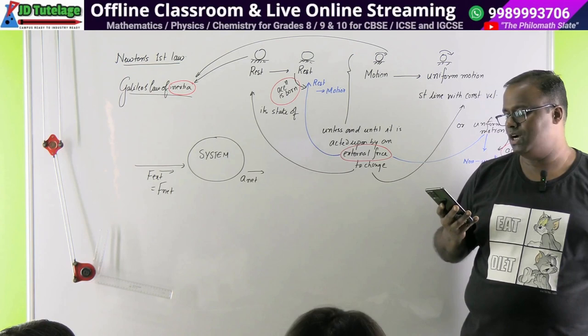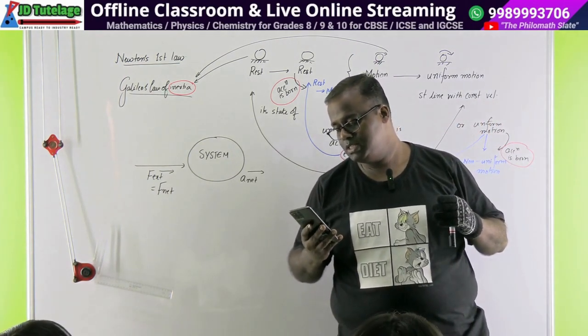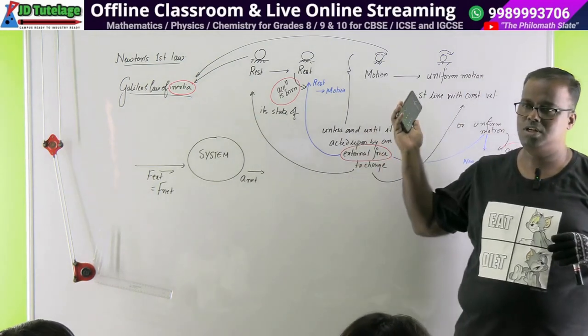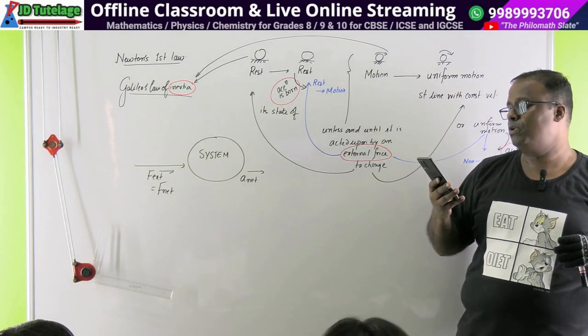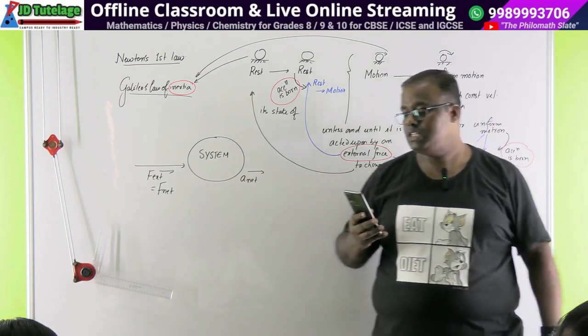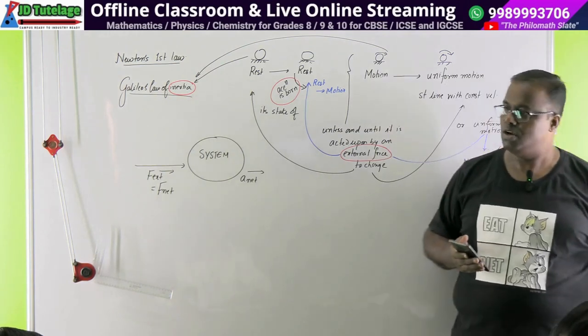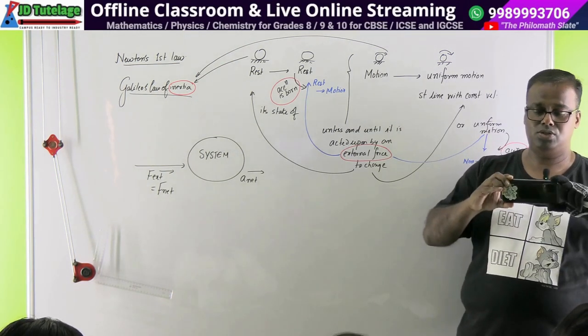Similar is with physics. A body at rest remains at rest, and a body in motion loves to be in motion. So let us do inertia. Inertia is the property of a body due to which it opposes any change in a state of rest or of uniform motion. Any change in a state of rest or of uniform motion.